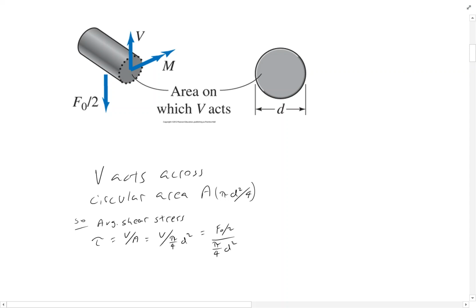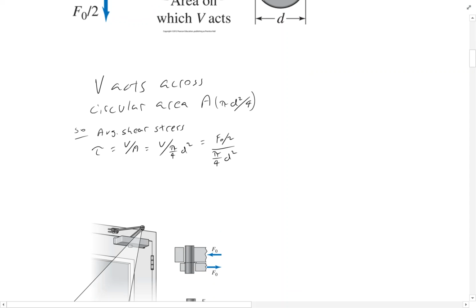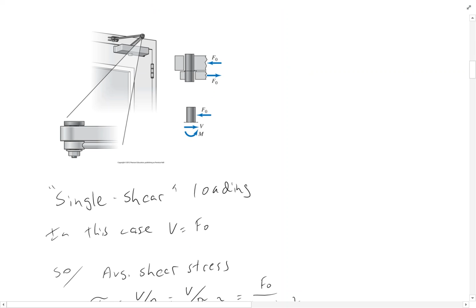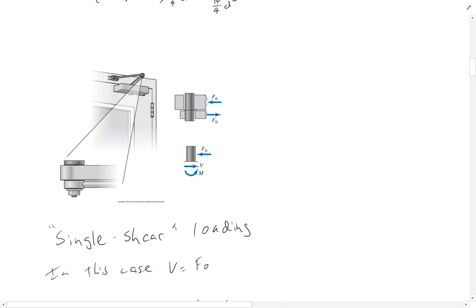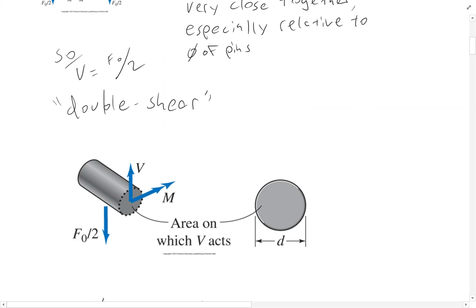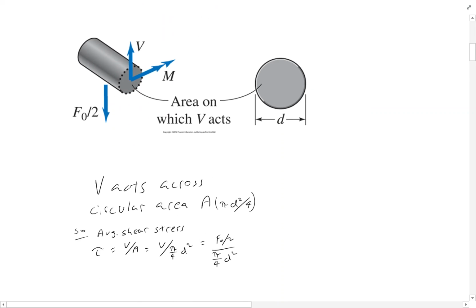So it's pretty straightforward kind of stuff. And just some other examples. Single shear, because there's only one shear point on that pin, as opposed to here where you've got double shear, or a force acting on both sides.